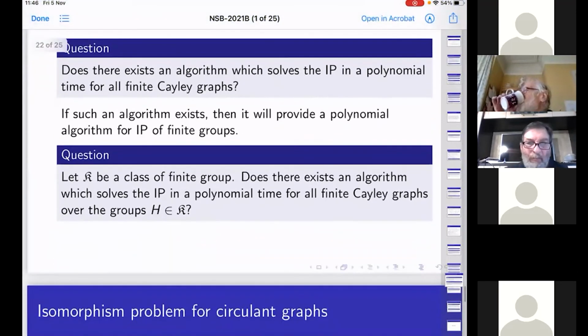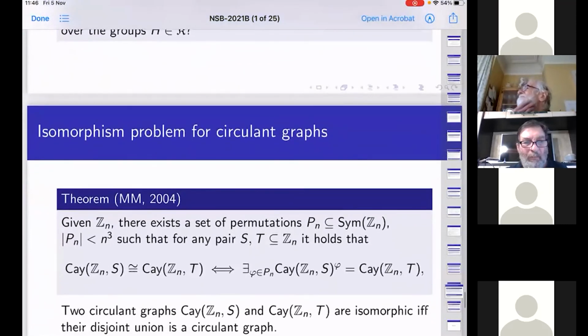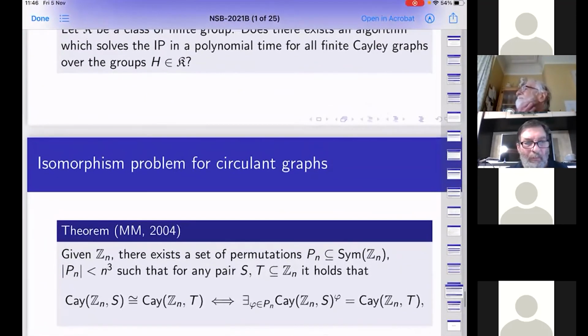So let us come back to the circulant graphs. And for circulant graphs, there are two results. The first is my old result, which says if I take a cyclic group, then I can write down a set of permutations of polynomial size, bounded by n cubed, such that any two Cayley graphs are isomorphic if and only if you can find a permutation in this set which maps one graph to another. So this gives us a polynomial algorithm.